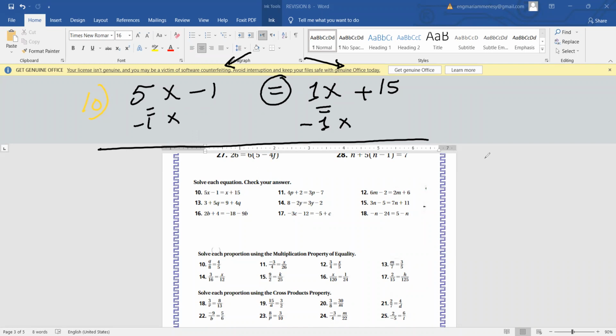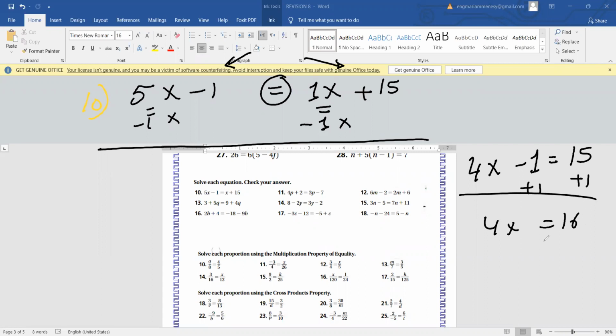5x minus 1x will be 4x. Minus 1 stays. 1x minus 1x is 0. Then it will be 15. Do you understand this step, my dear? Yes. Then for 4x, I'll add 1, adding 1. Then 4x equals 16. Divide by 4, then x equals 4.